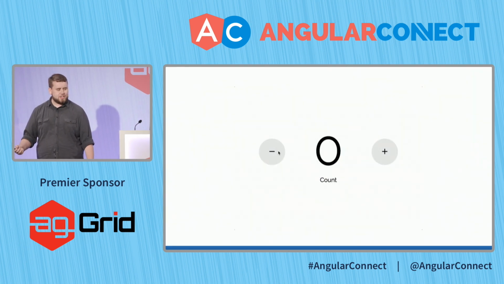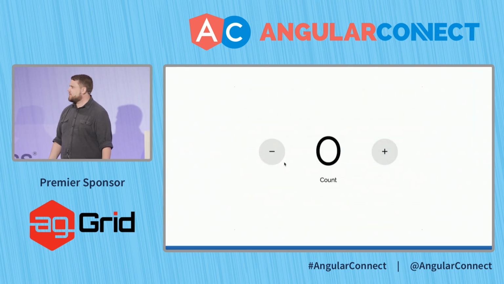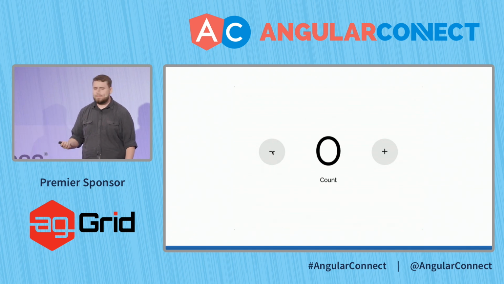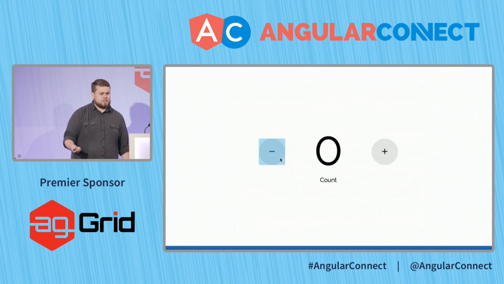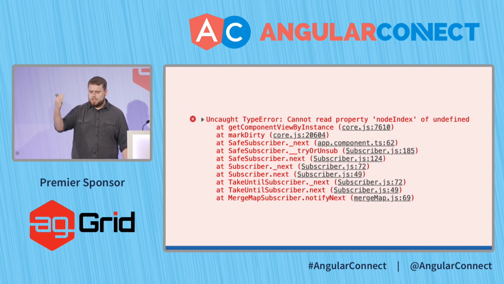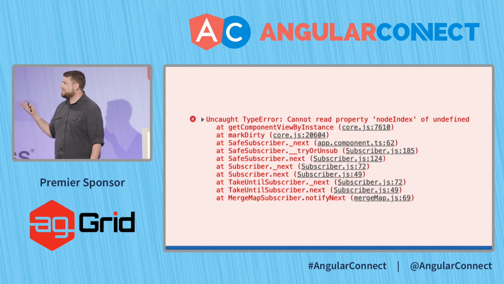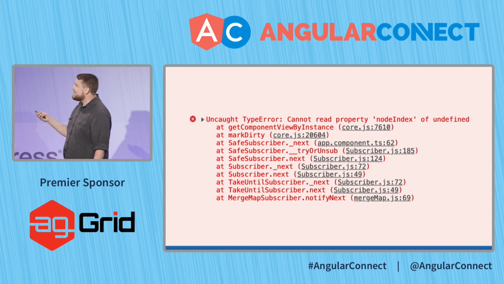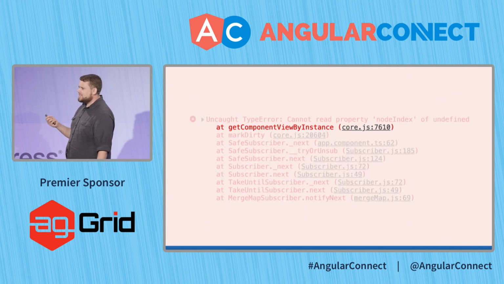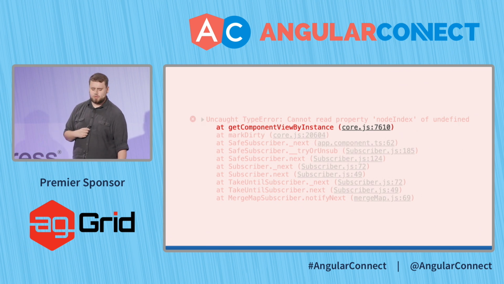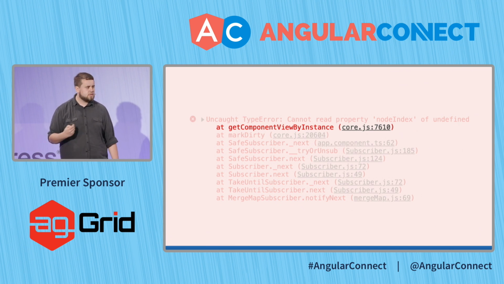But I go run the application, and something's broken. What's gone wrong? So I open up my console, and I've got this really long error. And it's something like "cannot read property nodeIndex of undefined," and I don't really know what that means. But when I look at the second line, I see something familiar. getComponentViewByInstance. Well, hey, I remember when we were calling that in MarkDirty. Angular calls this as part of us trying to run change detection. So what is this really doing?